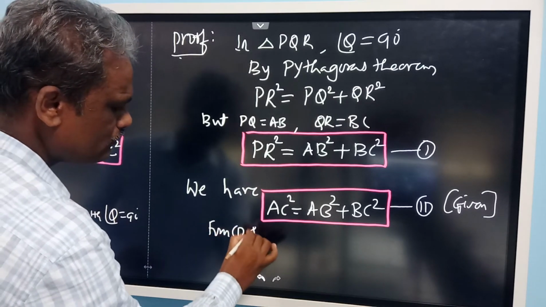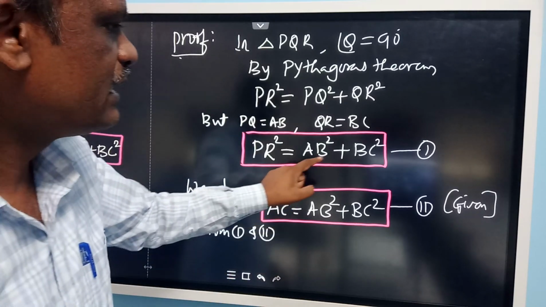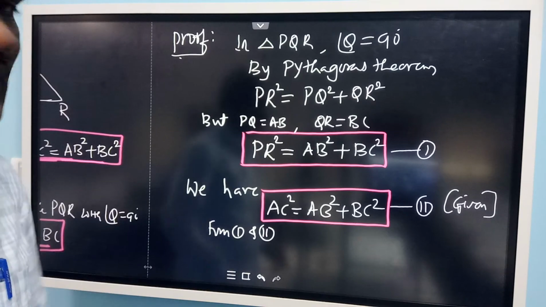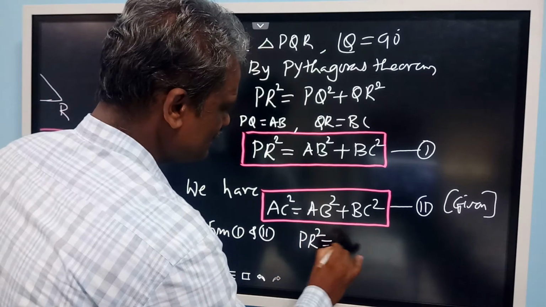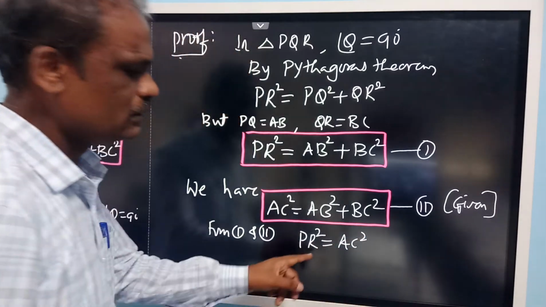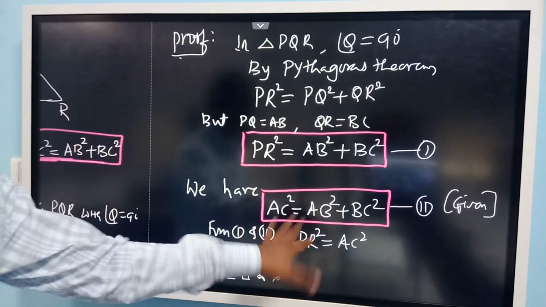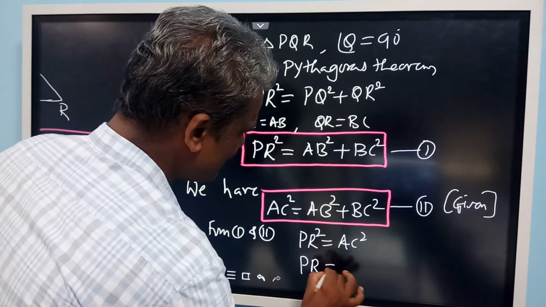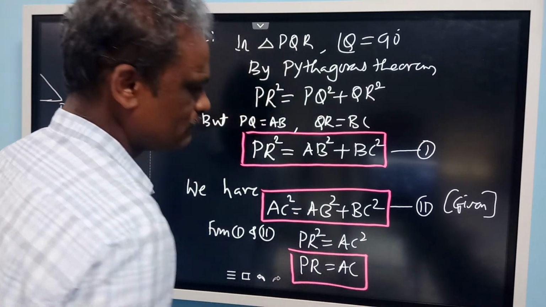From 1 and 2, look at the right hand side here. Here also AB square plus BC square. Here also AB square plus BC square. Then the left hand side should be equal. I can write PR square is equal to AC square. Both are square numbers but equal, then their square roots must be equal. It implies that PR should be equal to AC. So we got that PR is equal to AC.